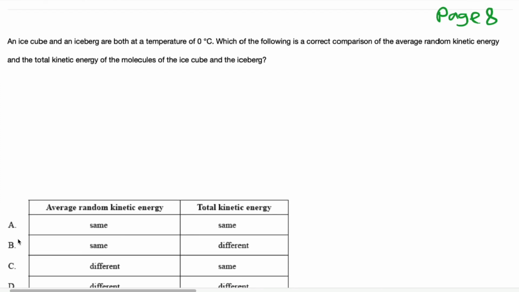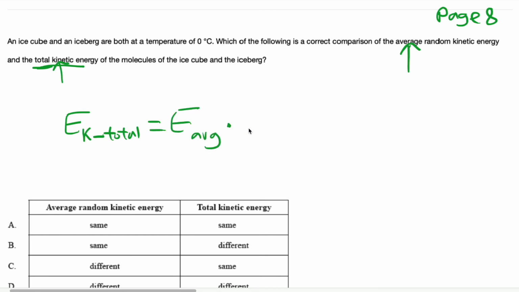An ice cube and an iceberg are both at a temperature of 0 degrees Celsius. Which of the following is a correct comparison of the average kinetic energy and the total kinetic energy? So think about it this way. Total kinetic energy, E_K total, is equal to your average kinetic energy multiplied by the number of particles, right? So this is the number of particles.